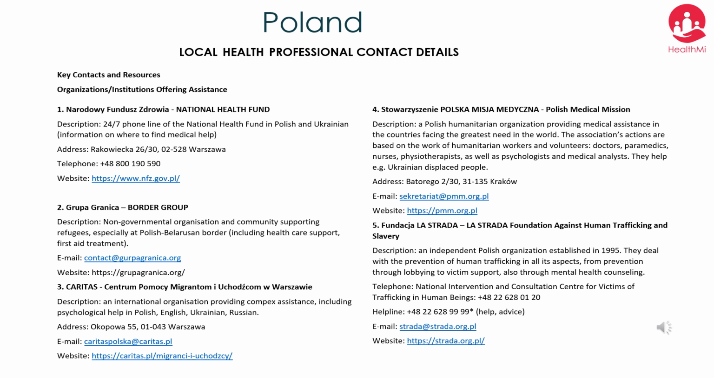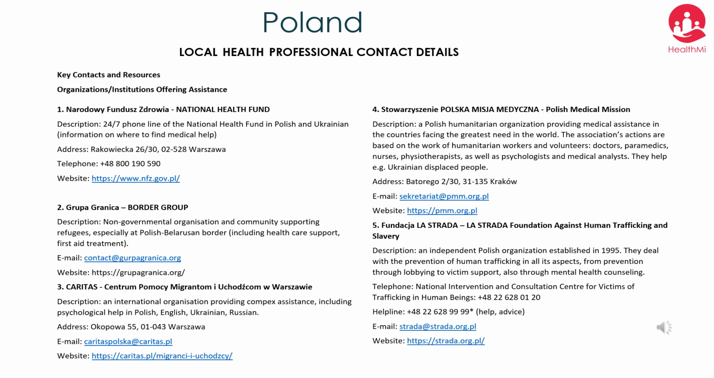4. Stowarzyszenie Polska Misja Medyczna, Polish Medical Mission. Description: a Polish humanitarian organization providing medical assistance in the countries facing the greatest need in the world. The association's actions are based on the work of humanitarian workers and volunteers, doctors, paramedics, nurses, physiotherapists, as well as psychologists and medical analysts. They help, for example, displaced Ukrainian people. Address: Batorego 23/30, 31-135 Kraków. Email: sekretariat@pmm.org.pl. Website: https://pmm.org.pl.